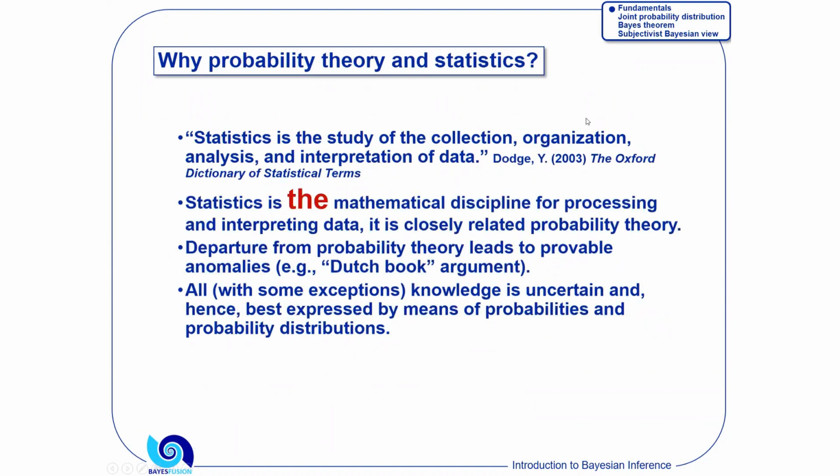Just like we use arithmetic when we do shopping, we calculate 2 plus 2 is 4, and we don't pay too much at the cash register when we exit the supermarket, for example. Whenever we're dealing with uncertainty, we should use probability theory. That's the mathematical theory for processing uncertainty. If you depart from probability theory, you expose yourself to a so-called Dutch book. A Dutch book is a bet that makes you guaranteed to lose.